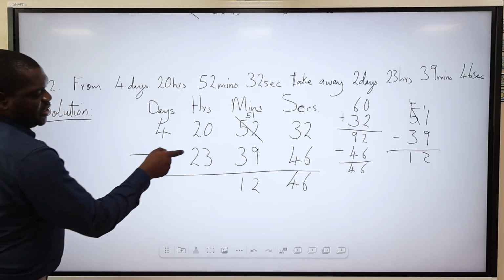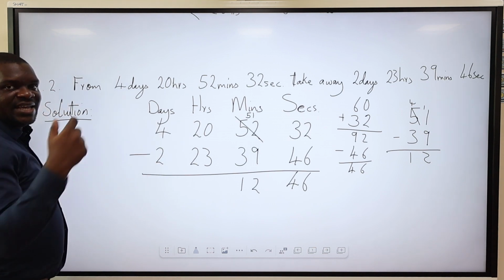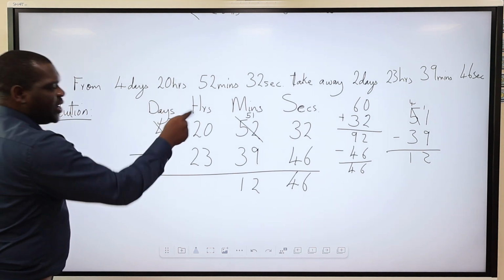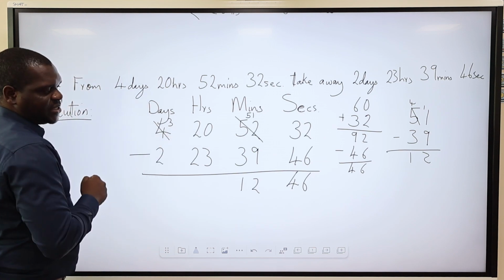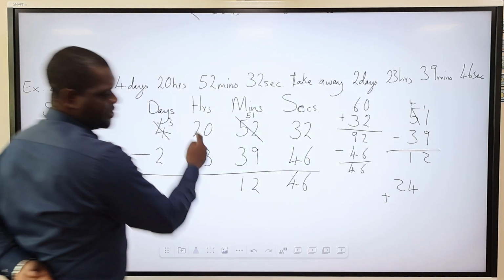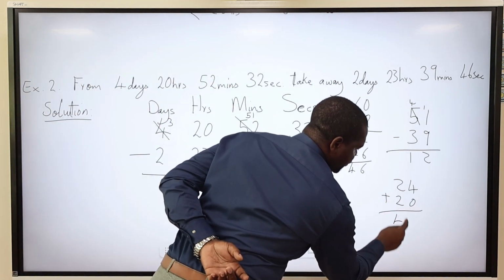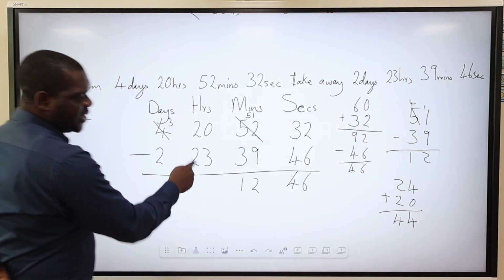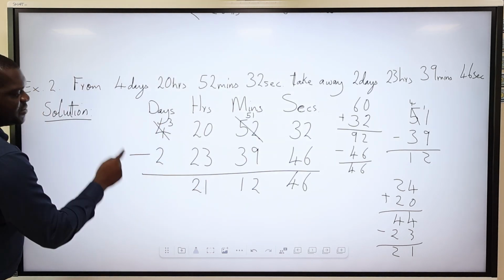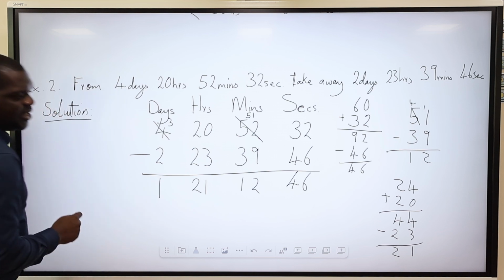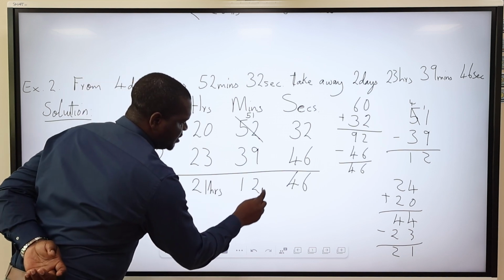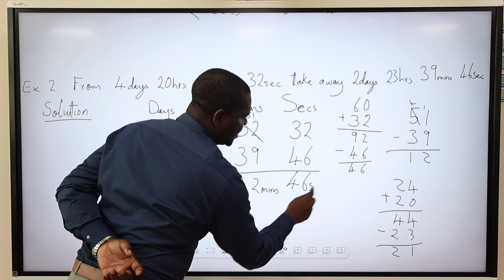And we come to hours. 23 hours from 20 is challenging. So we come here and take away 1 day. We're left with 3 days. 1 day becomes 24 hours. So we come here, 24 hours plus the number of hours which is there already, 20, will give us 44 hours. And 44 hours take away 23 hours will give us 21 hours. Here you are left with 3 days. 3 days minus 2 days is going to give us 1 day. So the final answer will be 1 day, 21 hours, 12 minutes, and 46 seconds.